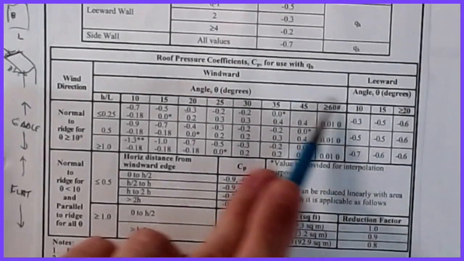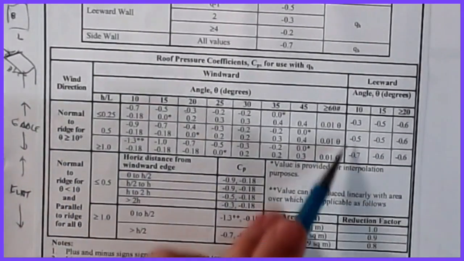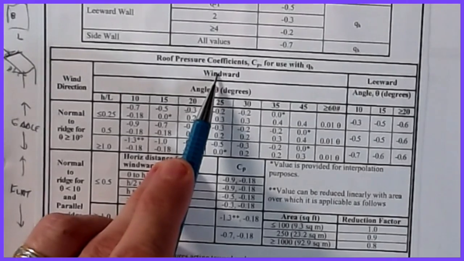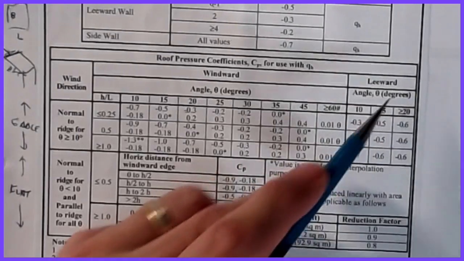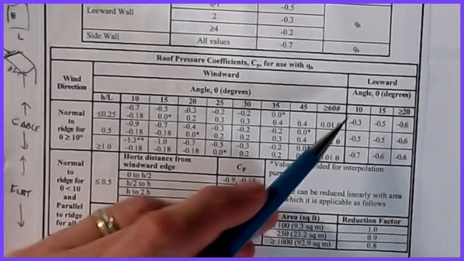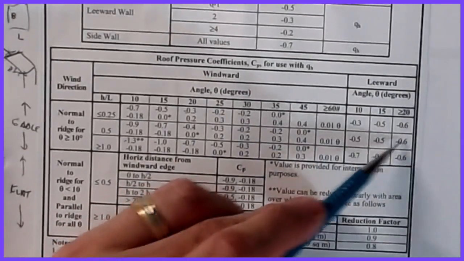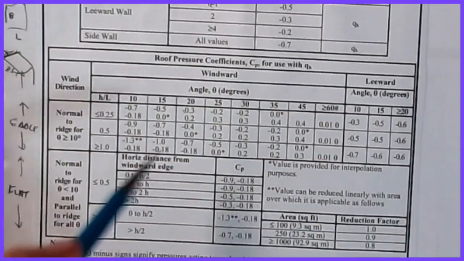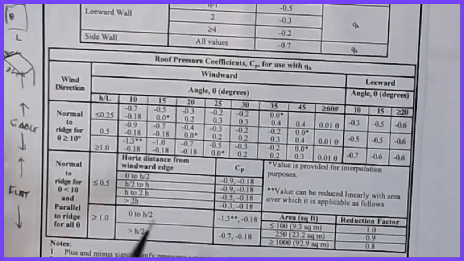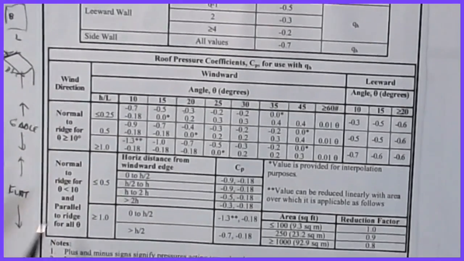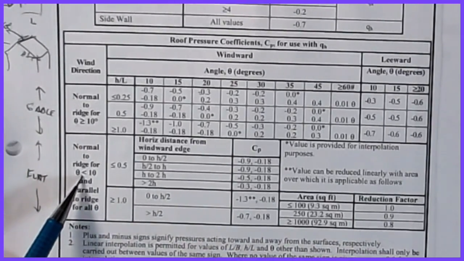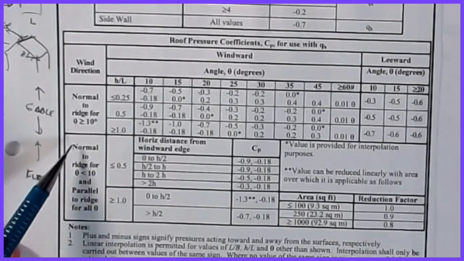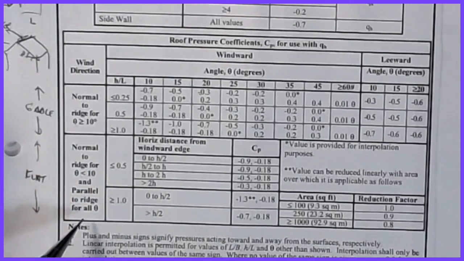Now the first part of this table, I didn't point this out right here, that's the windward wall. The last part of the table then would be for the leeward roof. And you see that for the leeward, the values are pretty constant for the different ranges. So that's how we handle normal to the ridge for gable roofs. You can have normal to the ridge for flat roofs. You do it a little bit differently. And then parallel to the ridge for all theta.